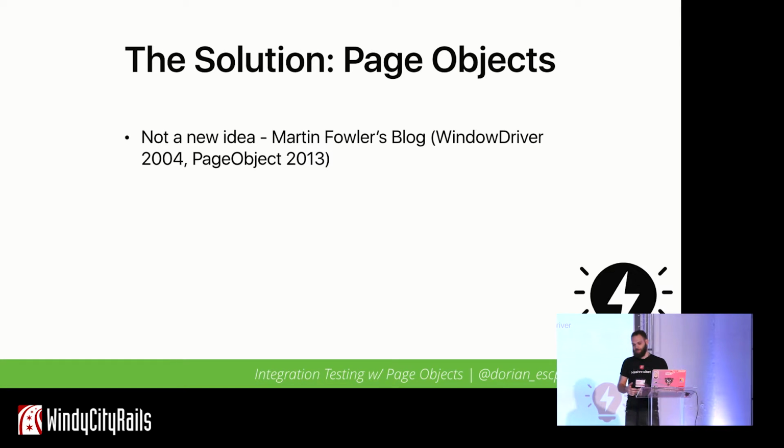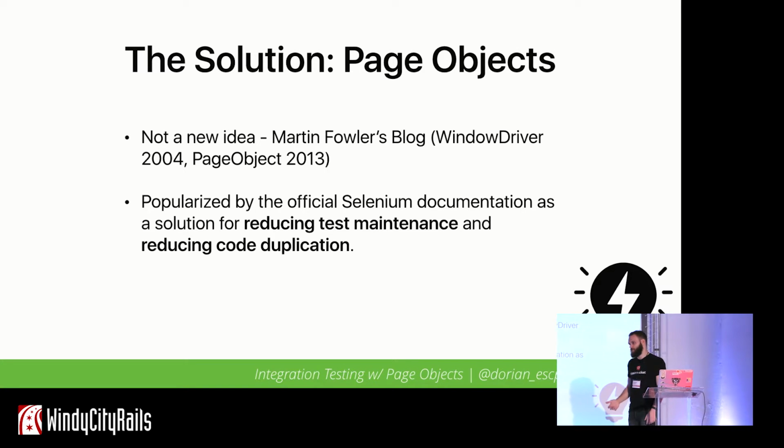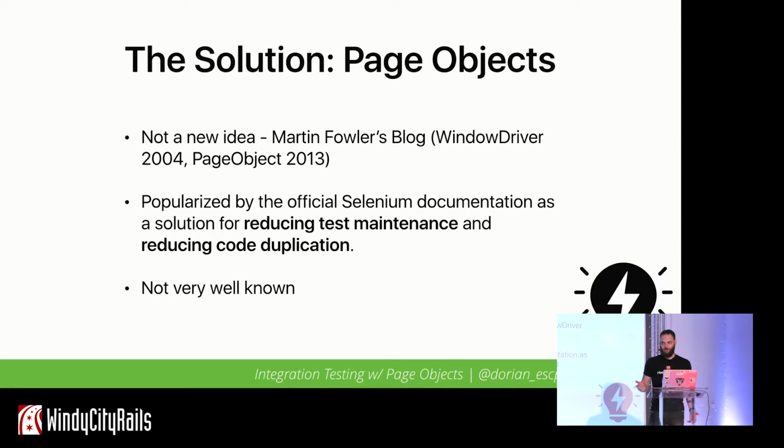So the solution is page objects. It's not a new idea. It was first introduced by Martin Fowler, as far as I know, in 2004 as window driver. And later on, it was popularized by Selenium as the official documentation way of reducing test maintenance and code duplication. Unfortunately, it's not very well known still. Not a lot of people use it, not a lot of people know about it, and if you have used page objects, I do have a little cool thing that I'll show you at the end that I built.